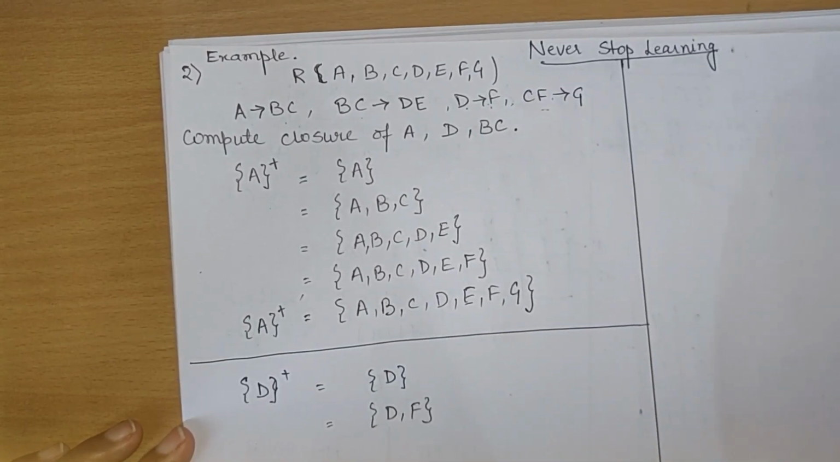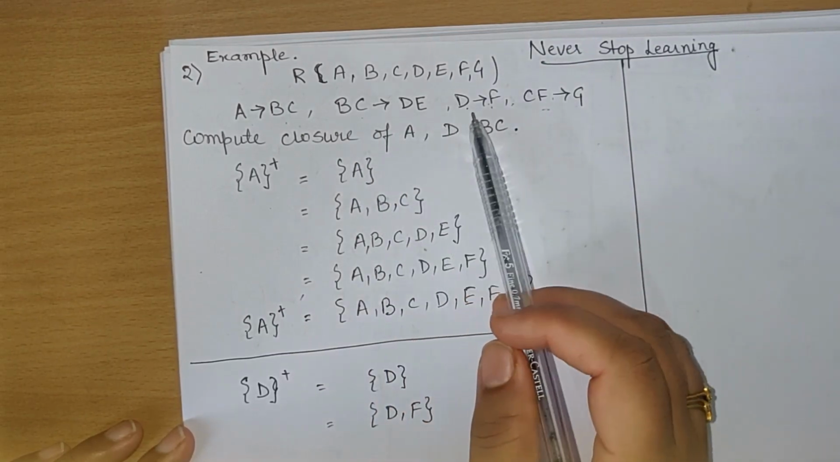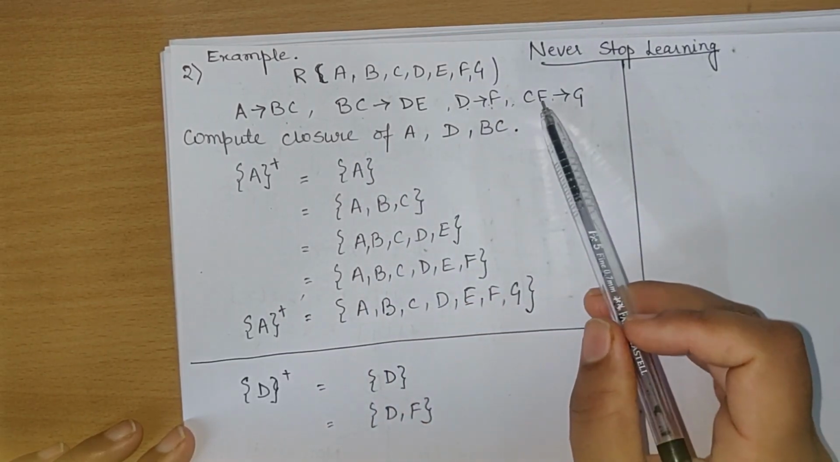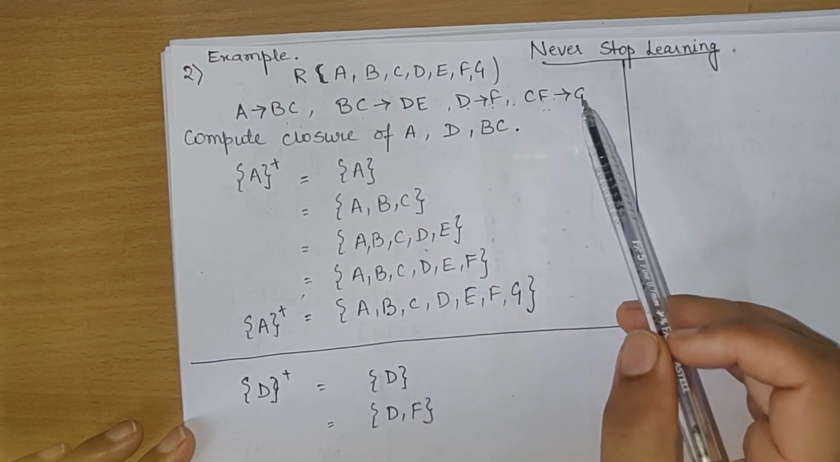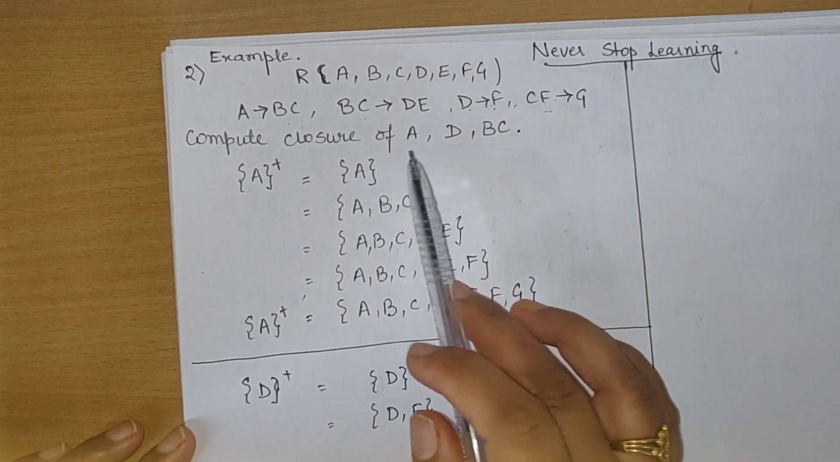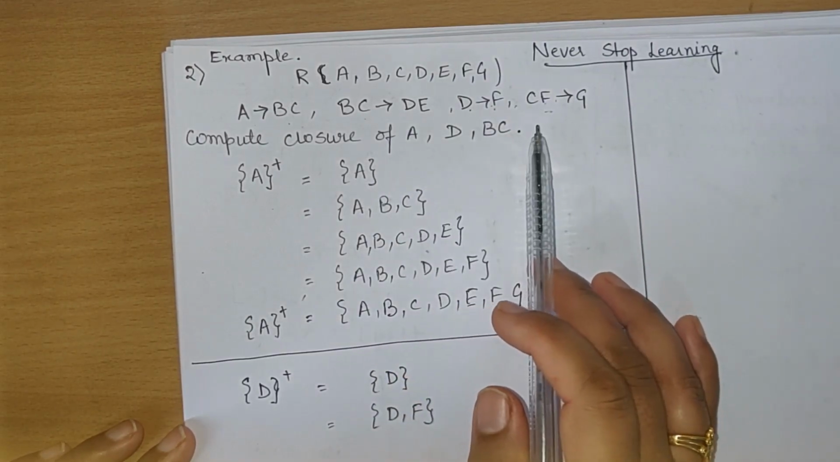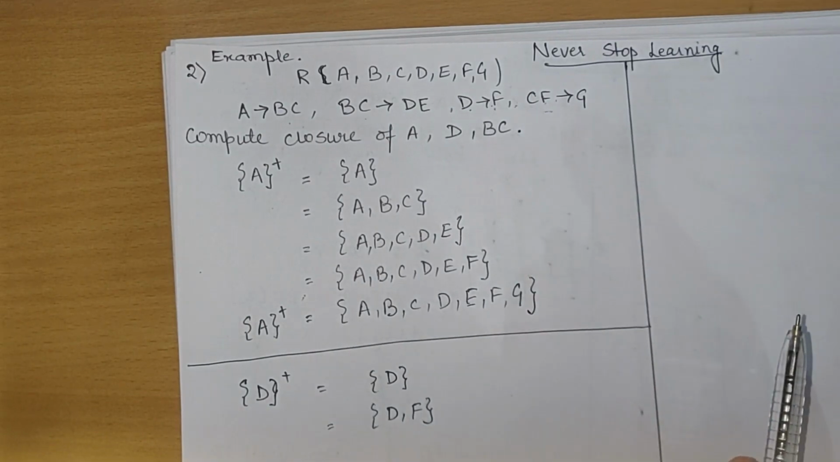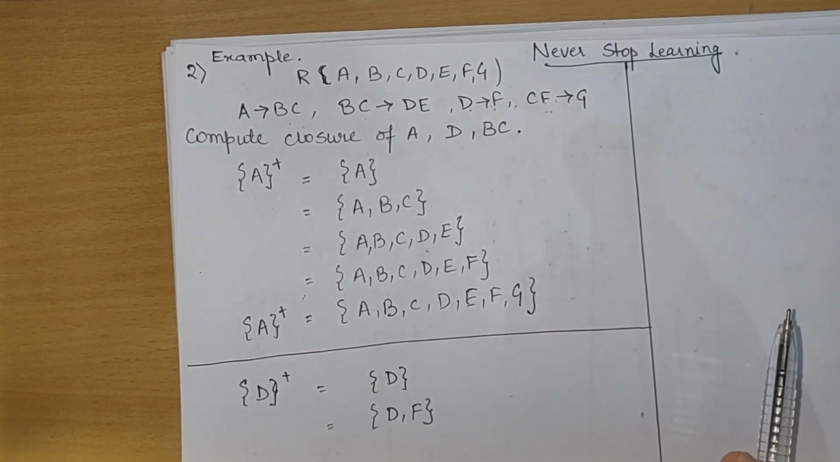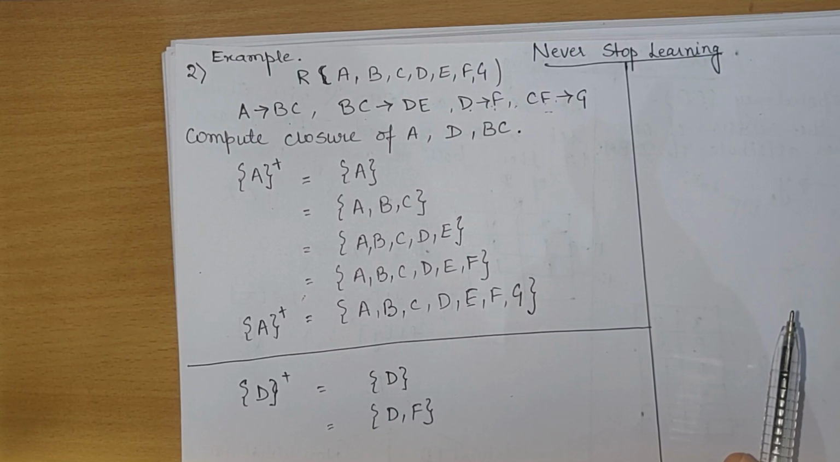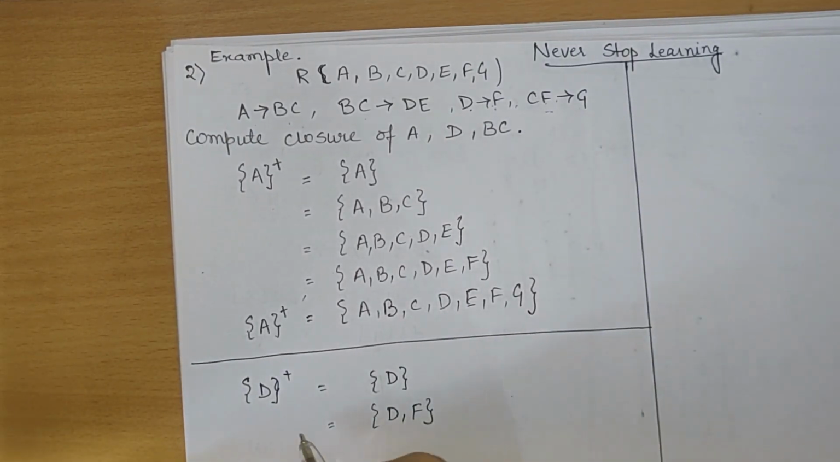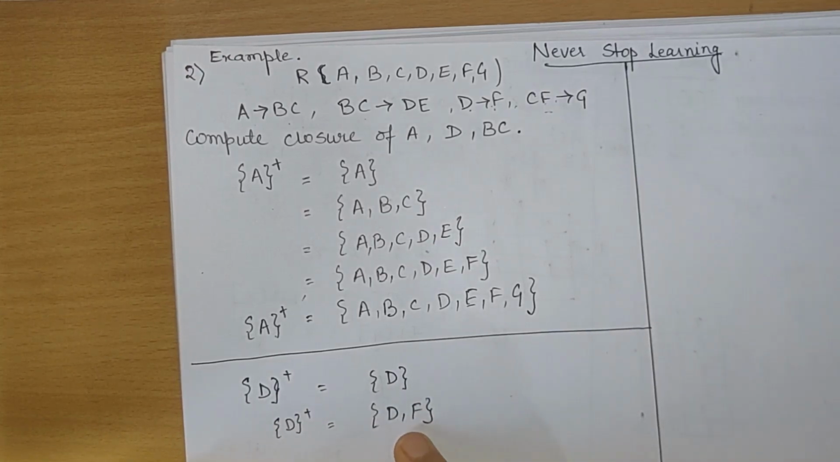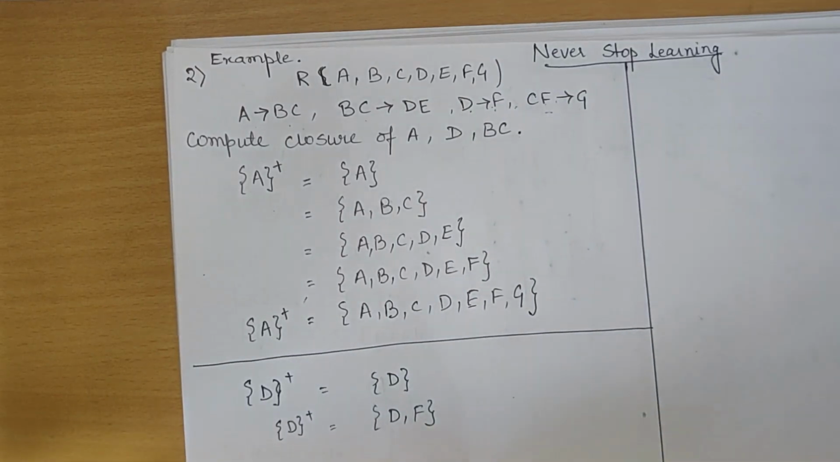Any other functional dependency? F alone, is it able to determine anything? No. Here F is determining with C. CF together determines G. So that we cannot use. DF together determining anything? No. DF together is not determining anything. So we cannot determine any other attribute using D and F. Fine. So what we have to do? Finally, closure of D is only DF. Fine. Let's take another one.